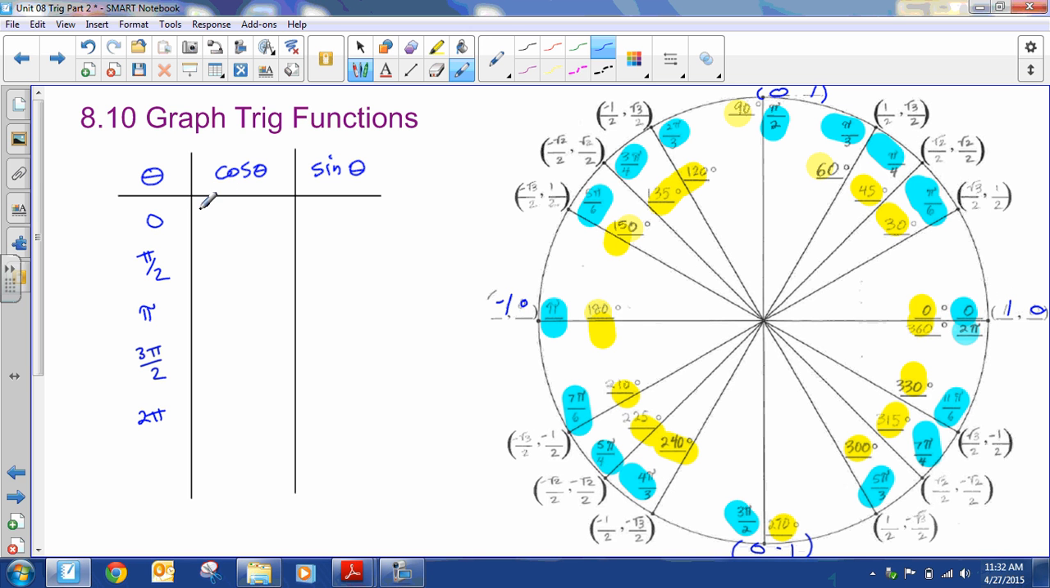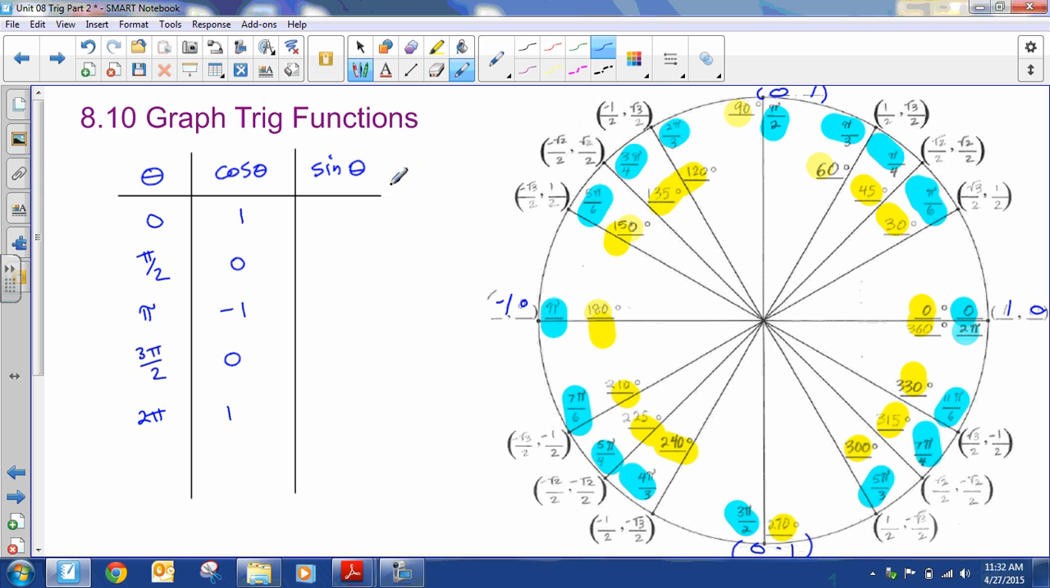Cosine of 0 is 1. Cosine of pi/2 is 0. Cosine of pi is -1. Down over to here, it's 0. And then back up here to 2 pi. Cosine of 2 pi is 1.